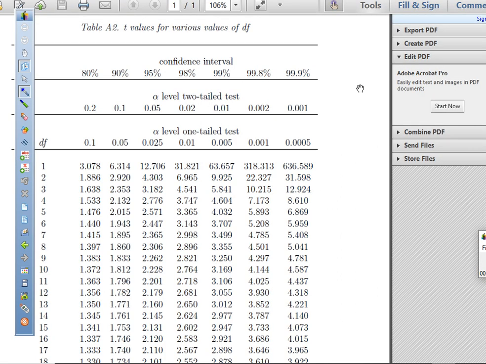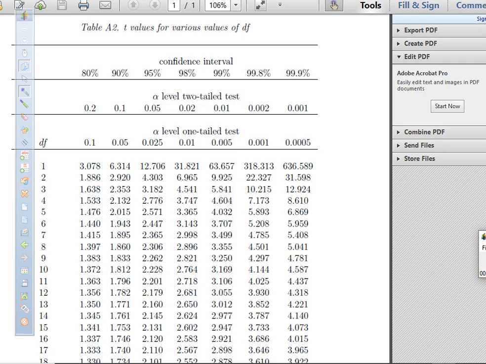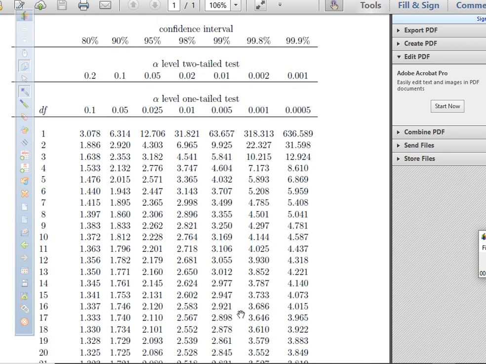Okay, you should be back, and we're looking at n is 18. So when n is 18, my degrees of freedom is equal to n minus 1, so that's 18 minus 1, so 17. And we're taking a 99% confidence interval. So I'm going to go over here and take a look. Confidence interval is this top part here. 99%, that's there. And degrees of freedom, 17. So I'm going to slide down to 17, and there it is. 2.898. That's what we're looking for.